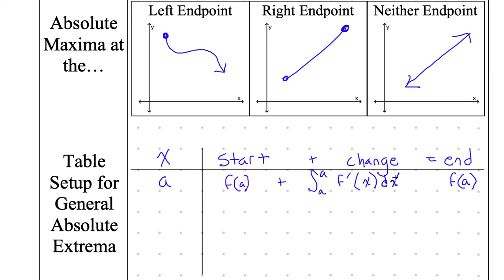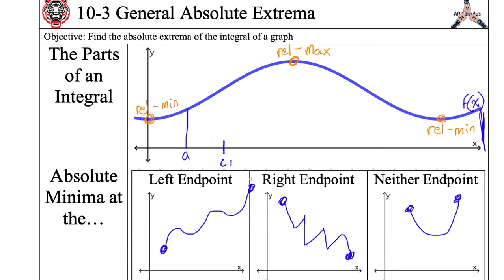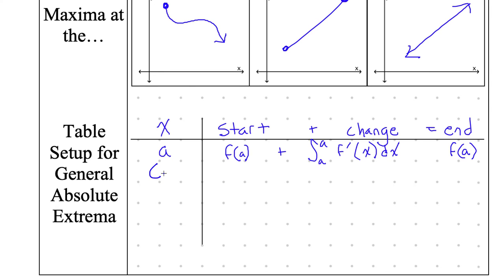What if I want to find, let's choose a point up here. Let's say this point right here, C1. So you do C1, plus f of a. What's our start position? F of a. It's always the same start position for all of these. Integral from a to C1 of f prime of x. And that will give us what? The end, f of C1. Just getting the patterns down here. And you keep doing this over and over again.